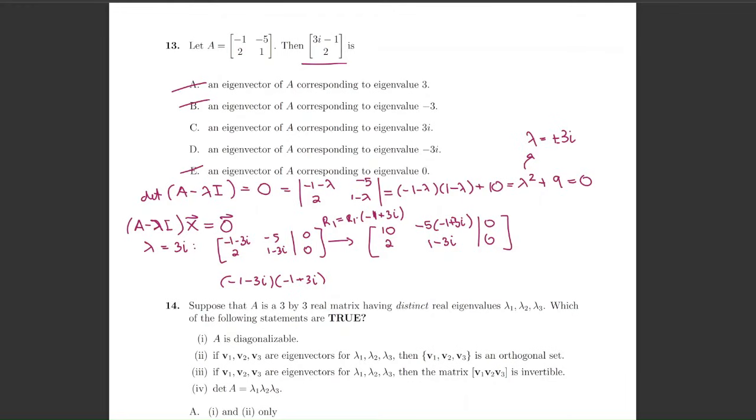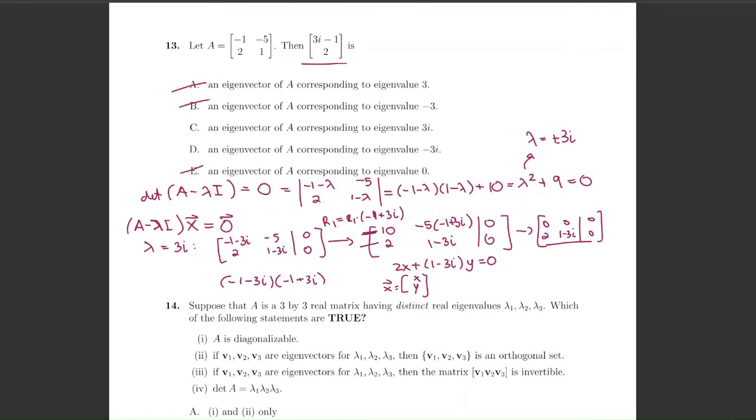Maybe I'll just write it out. We can see that if we divide this row by 5, we get this row. So we can just eliminate that row entirely because it's just a multiple of the other row. So we have 2, 1 minus 3i. Recall that we need to find some x that satisfies this expression, where we have 2x plus 1 minus 3i times y equals 0, where our x vector is xy.